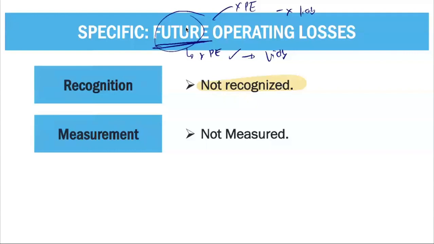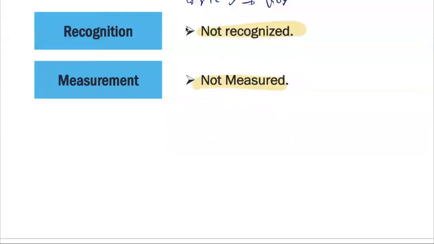Next, as to measurement. Should we measure it? We will not also measure it because initially we did not recognize it. Of course, you should not measure it. Once you do not recognize an item, you should not measure that item. Okay? So here, future operating losses, it being not a past event, which is a necessary characteristic of your liability, then it should not be recognized. Future operating losses is not considered as a provision.